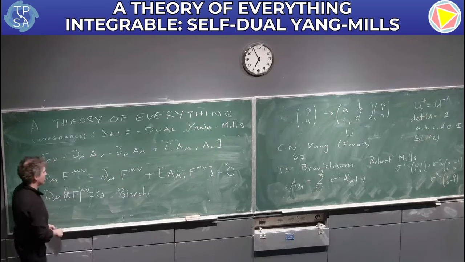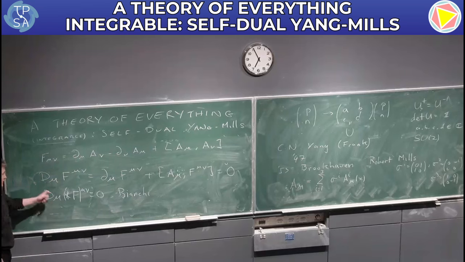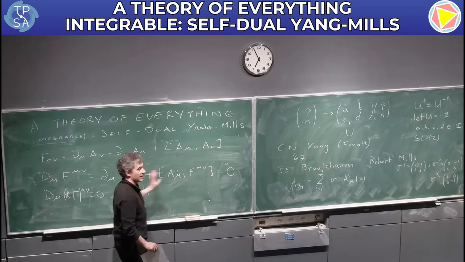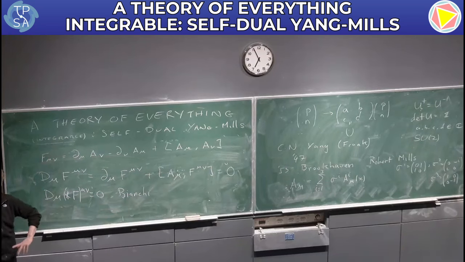And this one again, there's no physics in it. This one is just the fact that this is defined this way. So if I stick this thing in here and here, it's automatically zero. You have to work a little bit harder. You have to use the Jacobi identity, and so on. But again, it just follows from the definition. So this is a very, very profound generalization of Maxwell theory.